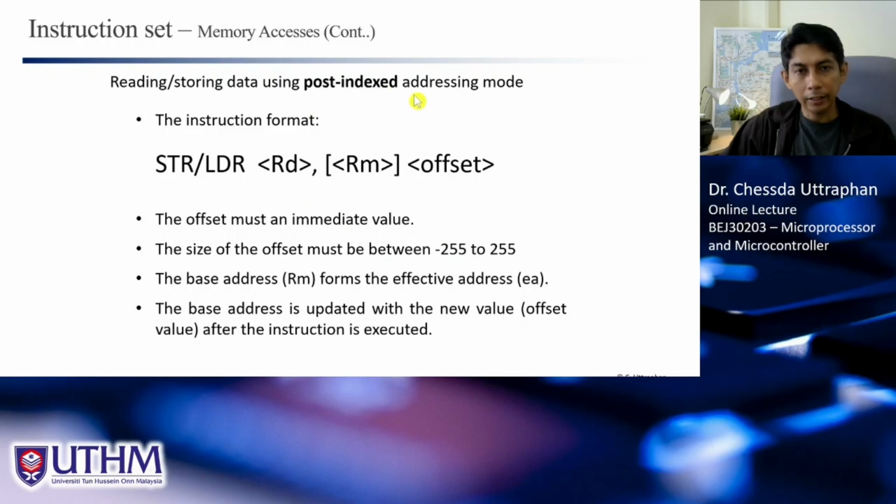And we have another addressing mode. We call it post index addressing mode. We have an offset also in post index, but the offset is outside the square bracket here. And the value of the offset must be between -255 to 255, right? And what is offset, or how to use the offset in this instruction?